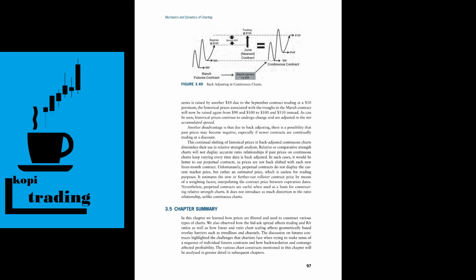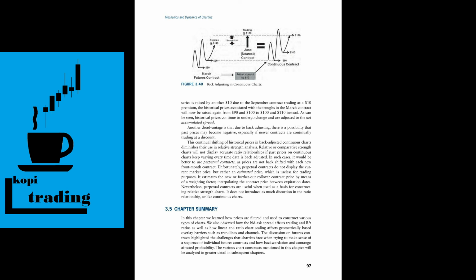3.5 Chapter Summary. In this chapter we learned how prices are filtered and used to construct various types of charts. We also observed how the bid-ask spread affects trading and RR ratios, as well as how linear and ratio chart scaling affects geometrically based overlay barriers such as trend lines and channels. The discussion on futures contracts highlighted the challenges that chartists face when trying to make sense of a sequence of individual futures contracts and how backwardation and contango affected profitability. The various chart constructs mentioned in this chapter will be analyzed in greater detail in subsequent chapters.